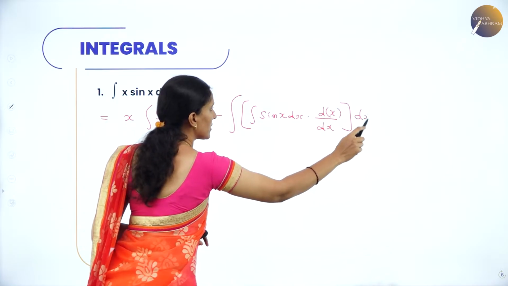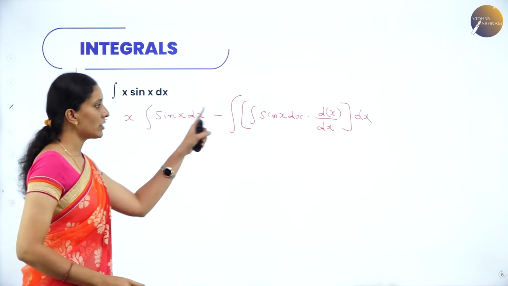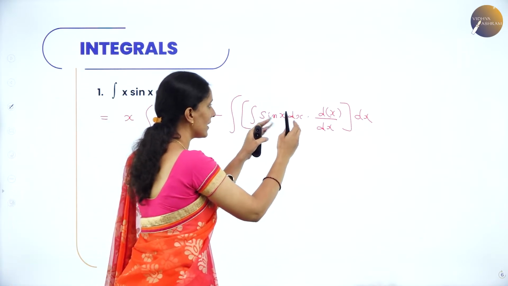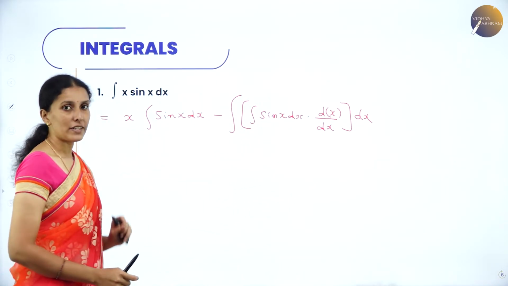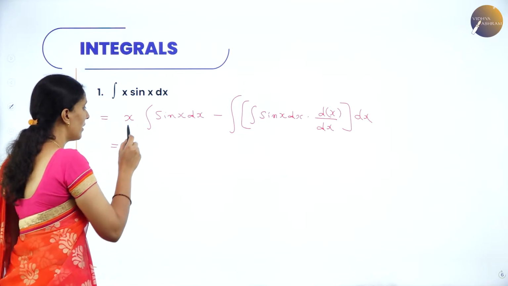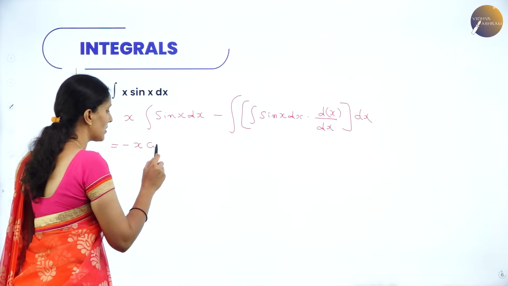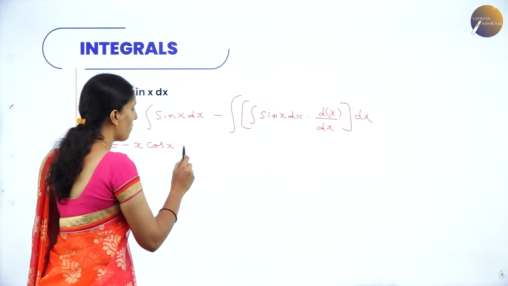with respect to dx. So coming to the second integral, you should be very careful. Again, write the second integral as it is and derive the first function. Now let us write it, x. Derivative of sin x is minus cos x. Next we have minus.